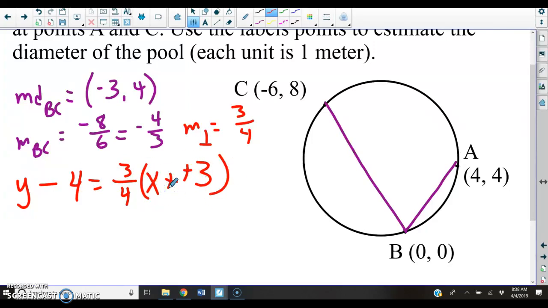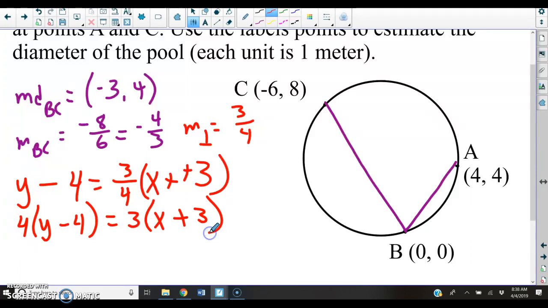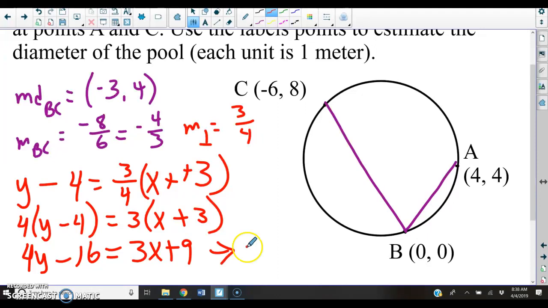Okay. Well, this time I am going to get rid of stuff. So when I multiply both sides by 4, that's going to get rid of my fraction. So I'll have 4y minus 16 equals 3x plus 9. And that will become negative 3x plus 4y equals 25. And now I got to pause and do the rest on the next video.